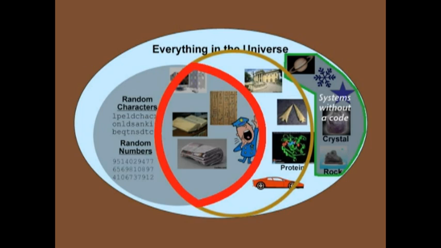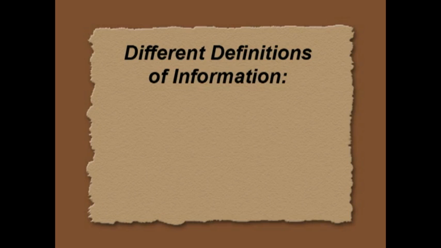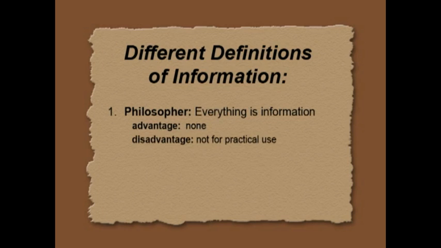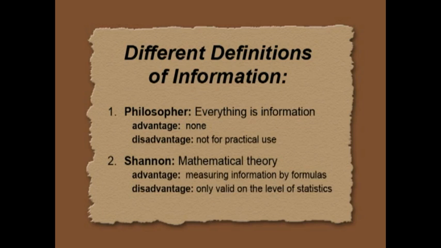Now let's have a look to the different kinds of definition of information. One philosopher said, everything is information. The advantage is it is done if he makes such a definition. The disadvantage is it is not for practical use. Shannon made a mathematical theory of information. The advantage is measuring of information by formulas. But the disadvantage is it is only valid on the level of statistics, not more.